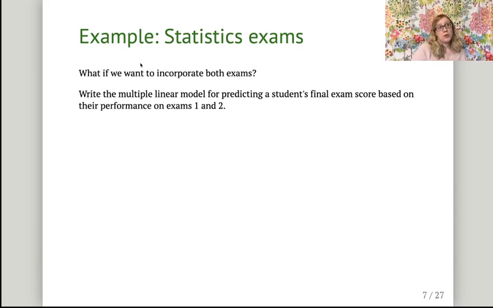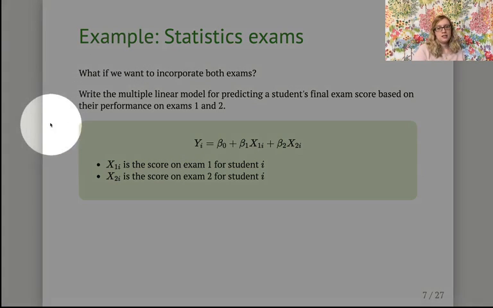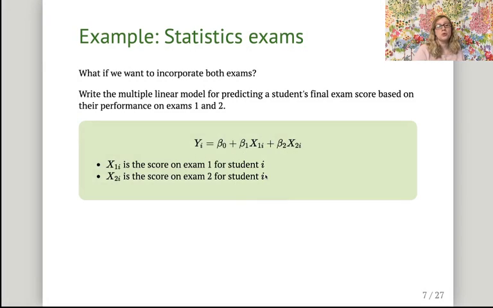Now let's say we want to incorporate both exams into the same model. So our multiple linear regression model might look like this. Y is equal to beta 0 plus beta 1 times x1 plus beta 2 times x2. So x1i is the score for student i on exam 1, x2i is the score on exam 2 for student i.